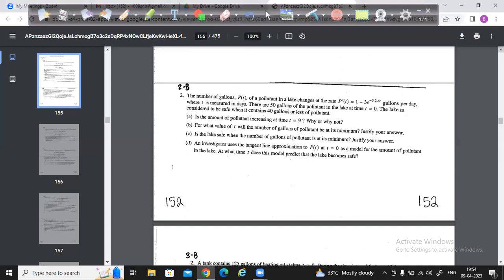So find P prime of 9. See if it is a positive value or a negative value. Positive value, it is increasing. Negative value, it is decreasing. Just type it in the calculator and tell me the P prime of 9 value. I don't have a calculator here, so just use the calculator and tell me the answer.